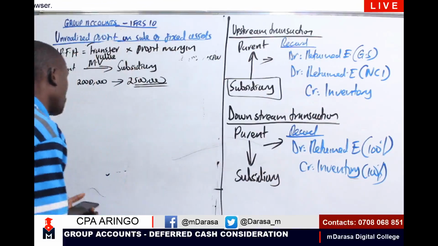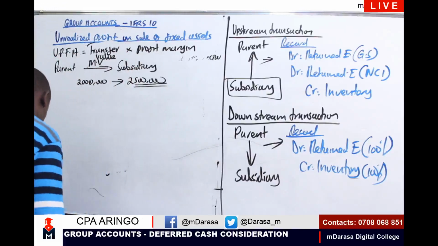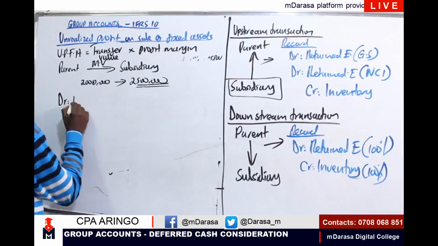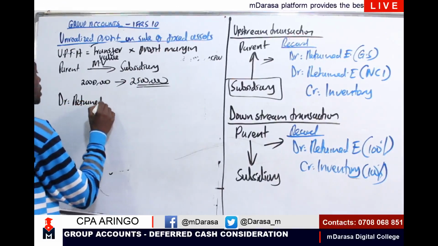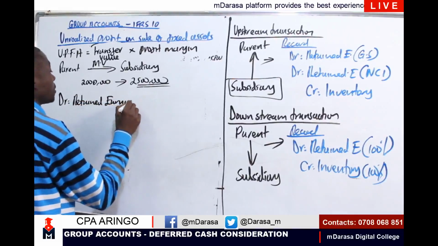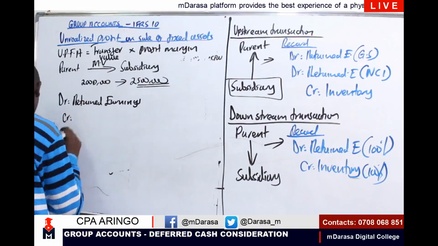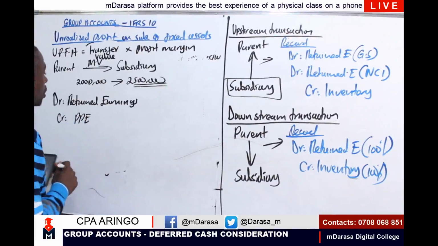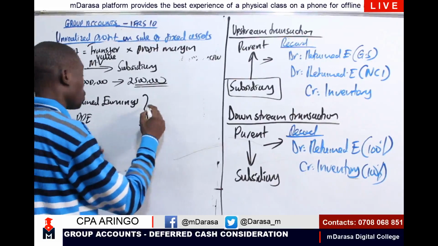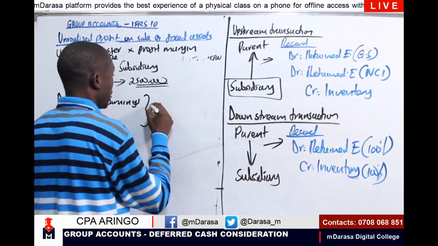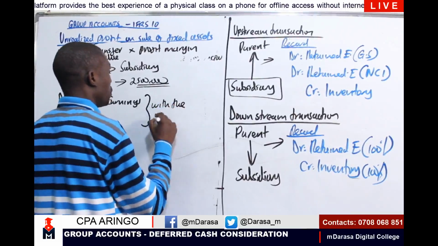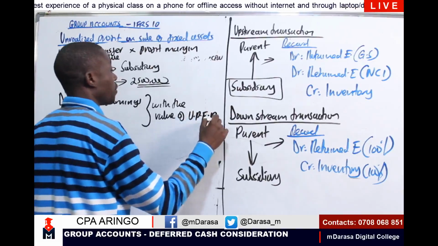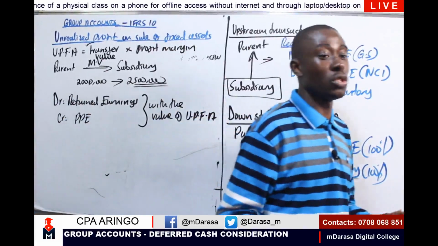To eliminate this profit, my good students, this is what we'll always consider. We'll debit our retained earnings, eliminating that component, and of course, we credit our property, plant, and equipment, PPE. In that case, you are eliminating that profit with the value of unrealized profit on fixed asset. We need to eliminate that.